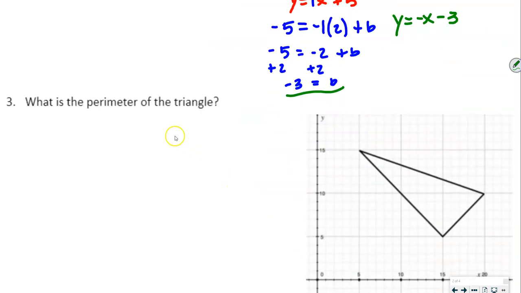The next one says, what's the perimeter of a triangle? Well, first of all, you need to know what perimeter means. Perimeter means the distance around the outside of an object. So what we're going to do is use the Pythagorean theorem to find the length of each of these sides. So I'm going to find this side right here first, this slanted side.